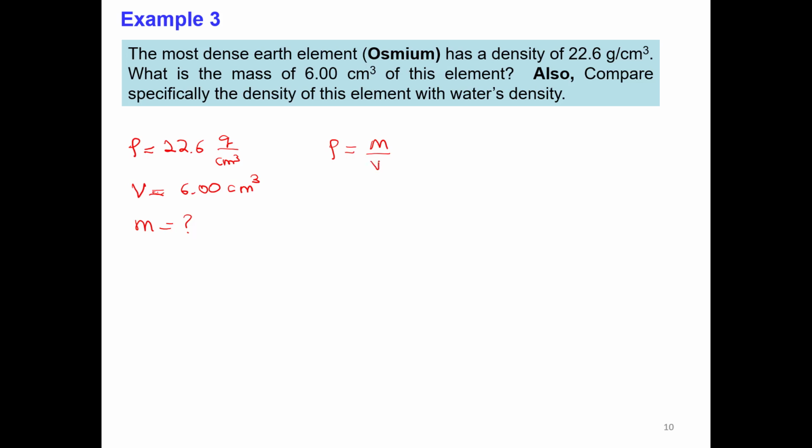And we need to solve for mass. Then you can think two different ways to solve this equation. One is the way you probably already know. To solve for mass, we need to multiply by the volume on both sides. And now we know.